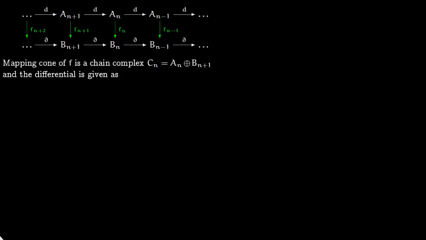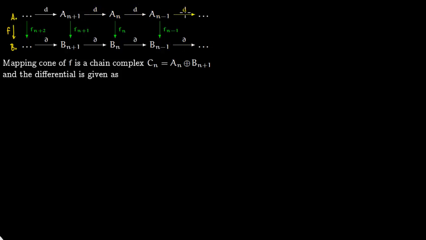So in this lecture we talk about mapping cone. Say we are given two chain complexes, chain complex A and another chain complex B, and you have a map F which maps chain complex A to chain complex B. Chain complex A looks like this: An plus 1 goes to An to An minus 1 and so on, and you have chain complex B, Bn plus 1 going to Bn, Bn minus 1, and you have the maps here.